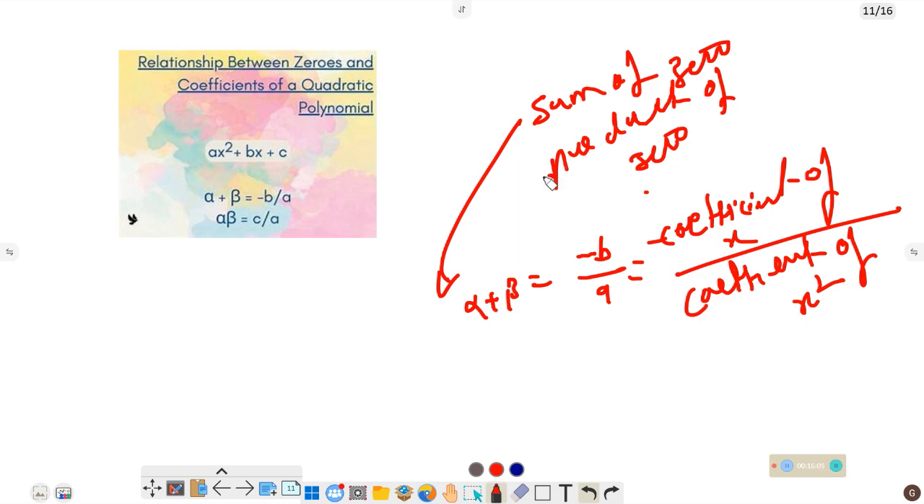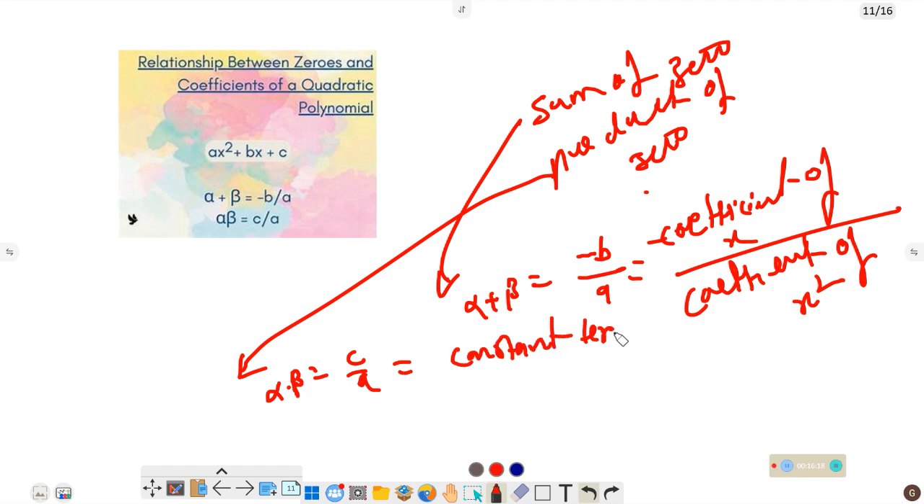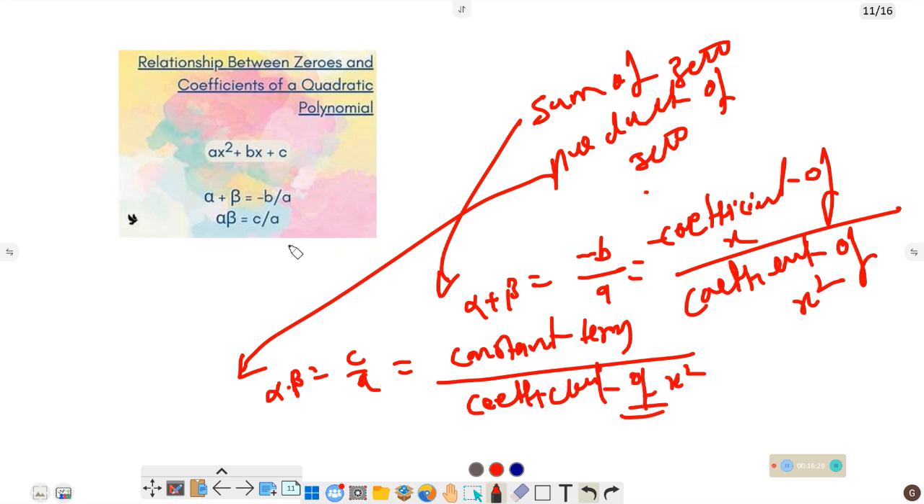When we talk about the product of zeros, that means alpha into beta equal to c upon a. C is the constant term, and a is the coefficient of x square. Using this formula, we will find the zeros of the polynomials. This is the relationship between zeros and the coefficients of a quadratic polynomial.